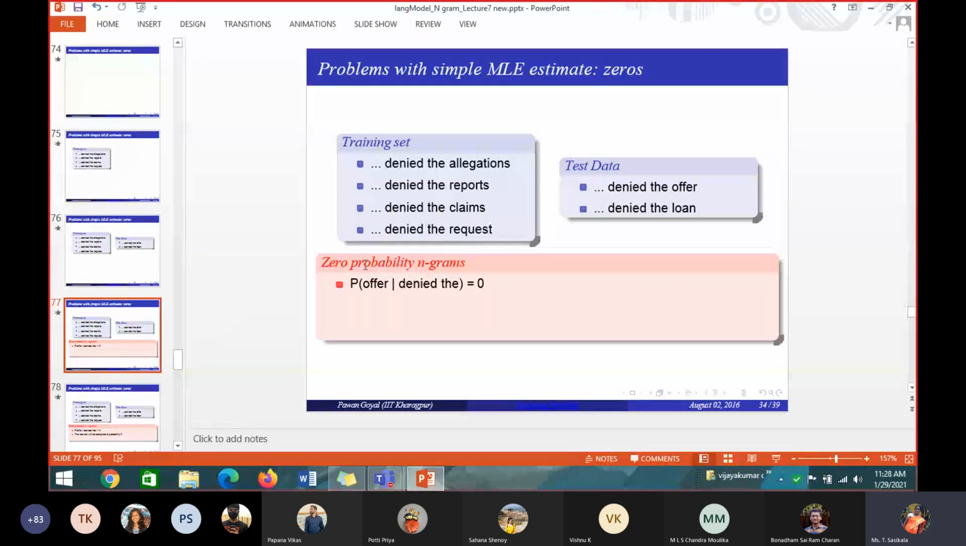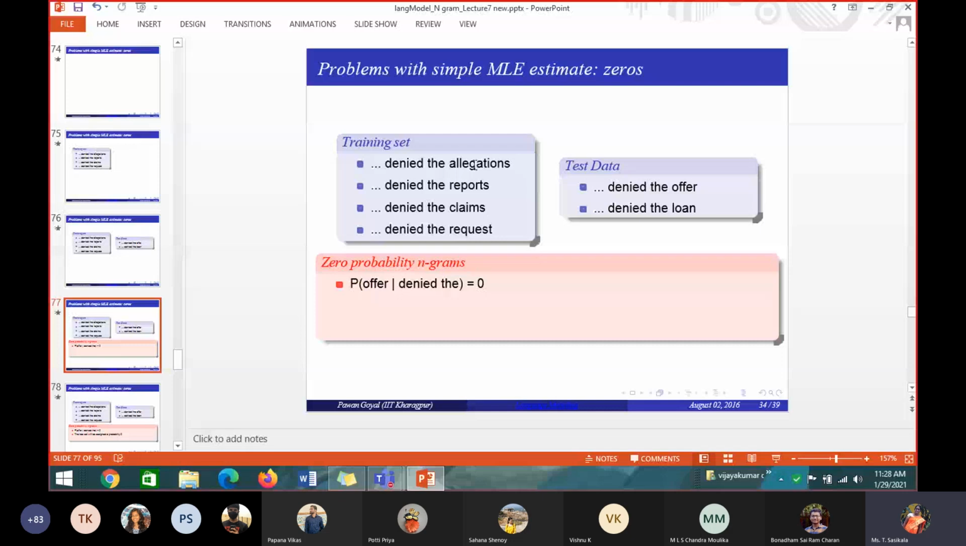So the test data is given offer given denied the, and it will check in the training data whether "denied the offer" is present. I will be training my model using my training data, and if I give something, it will check in my model. I have not trained on the phrase "denied the offer". So what will be the probability?